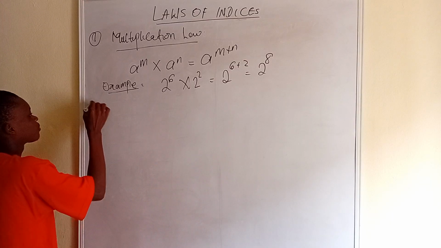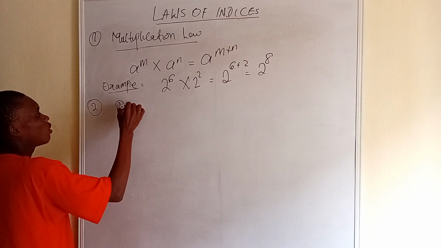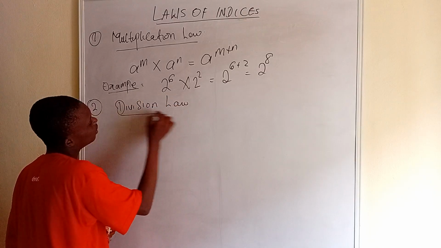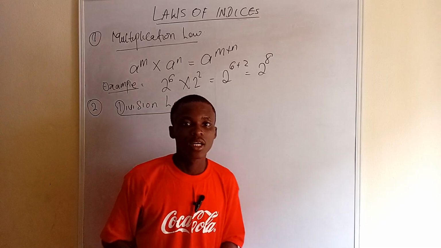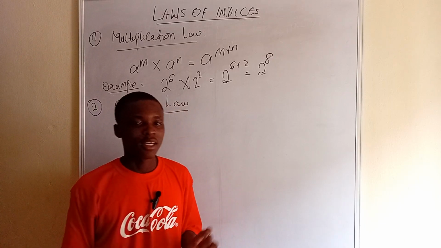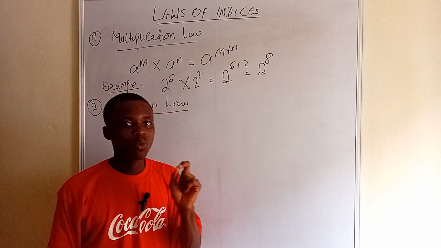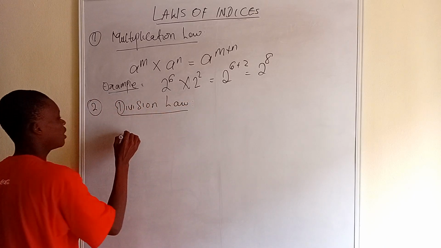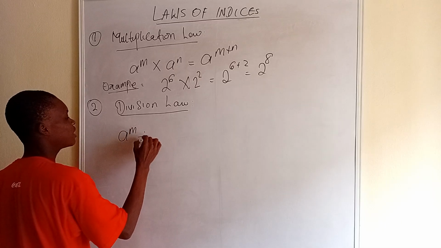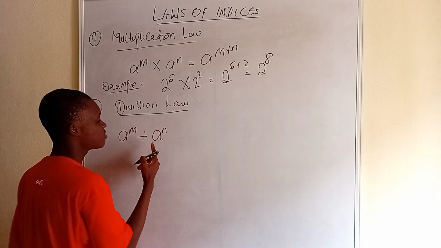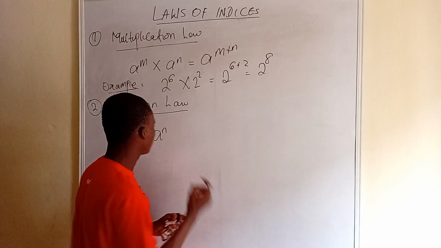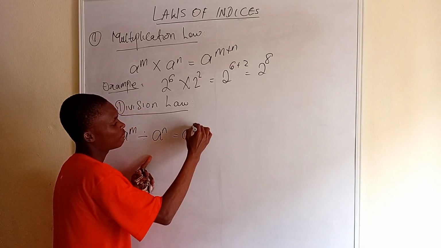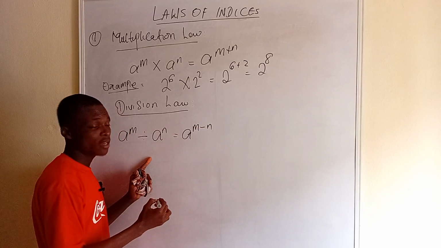The law 2. We have the division law. The division law states that whenever we are dividing in indices and the two bases are the same, we take one of the base and subtract the powers. So clearly we know that if we have a to power m divided by a to power n, since the bases are the same, we take one of the base and subtract the powers. So this becomes a to power m minus n.